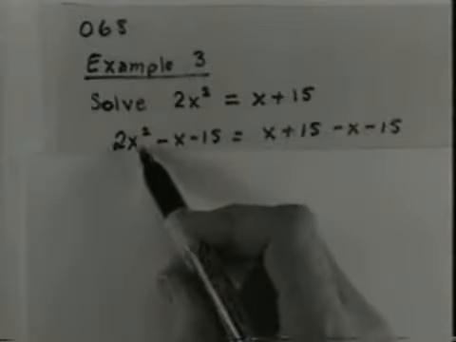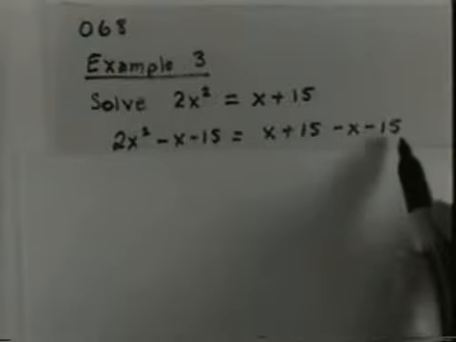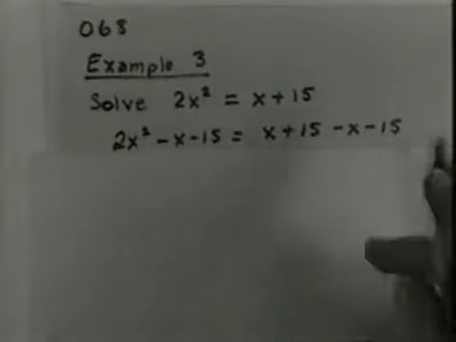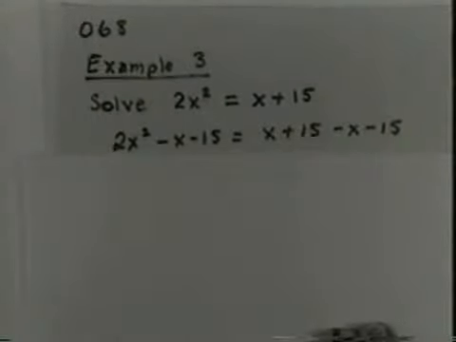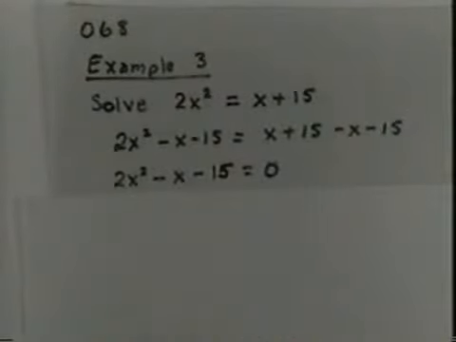On the left we get 2x squared, subtract x, subtract 15. On the right we have x add 15, subtract x, subtract 15. And on the right-hand side we get 0. So standard form is 2x squared, subtract x, subtract 15. Now that we have standard form, we factor.